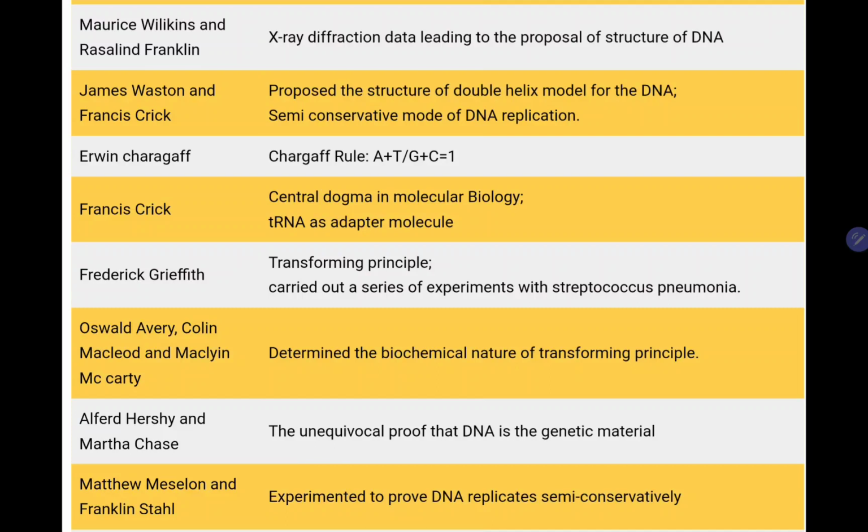Frederick Griffith, transforming principle. He worked on Streptococcus pneumoniae. He initially infected mice with S strain and the mice died. With R strain, the mice stayed alive. With heat killed S strain, the mice lived. Heat killed S and R together, infected to the mice, and the mice died. So something is being transferred from heat killed S to R, transforming R to S. But he couldn't say what was transferred and what was transforming R to S.